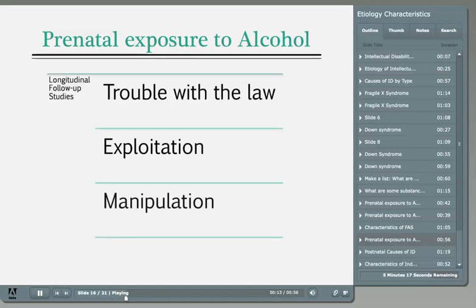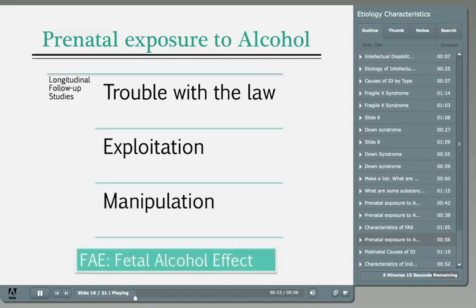At the bottom of your screen, you also see I mention FAE. That stands for fetal alcohol effect. There is some controversy about the diagnosis of fetal alcohol effect, but what I want you to know about is that it is a milder form of fetal alcohol syndrome, often resulting in milder learning problems, so you may come across the term in your future studies.